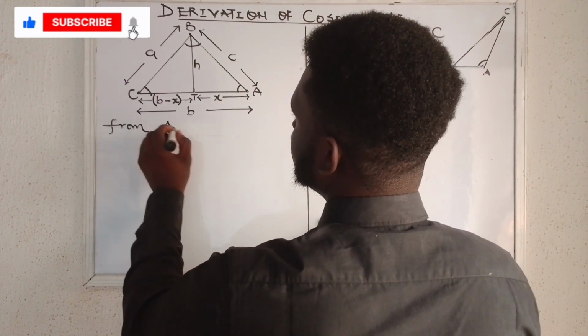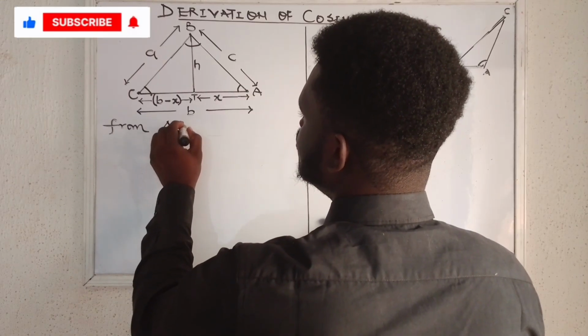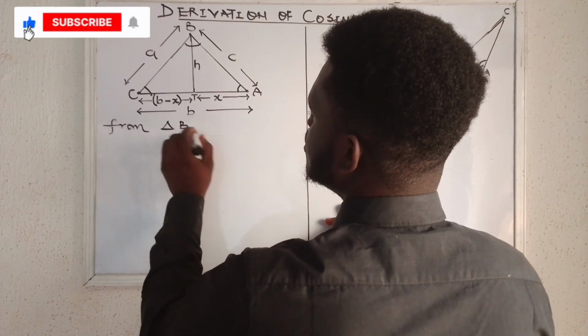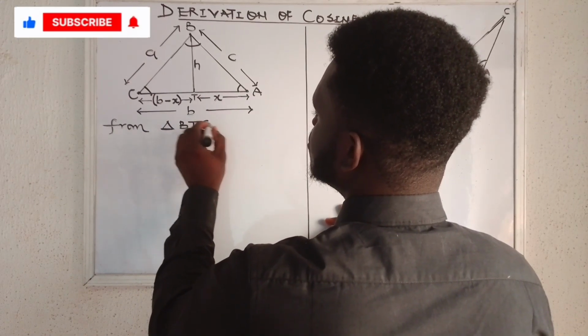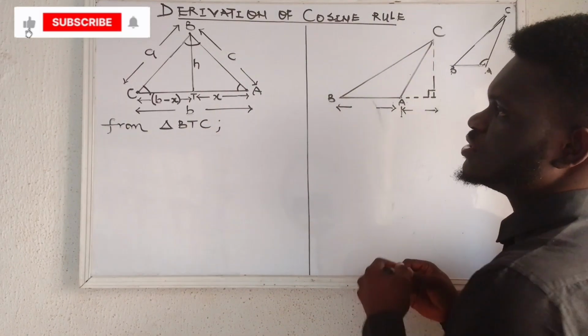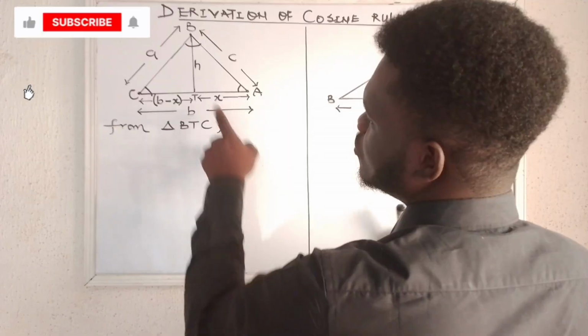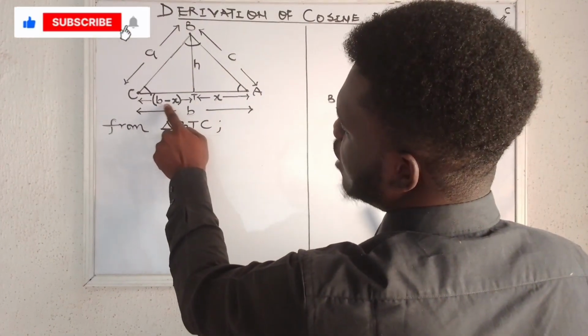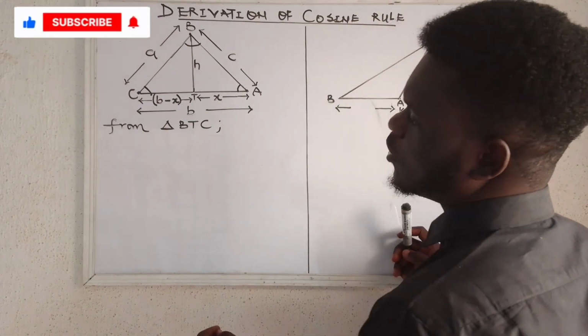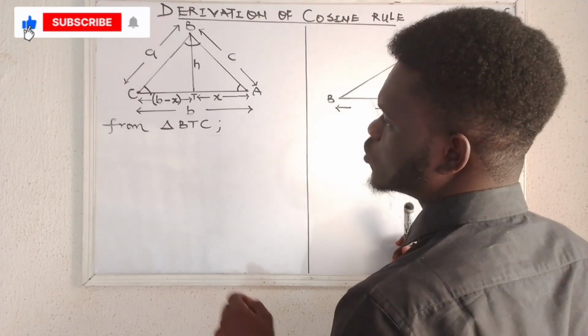From triangle B, let's say BTC. Yes, from triangle BTC. This is triangle B, T, and C. So from triangle BTC, you can see that B minus X, because remember the law of Pythagoras, A square plus B square equals C square.